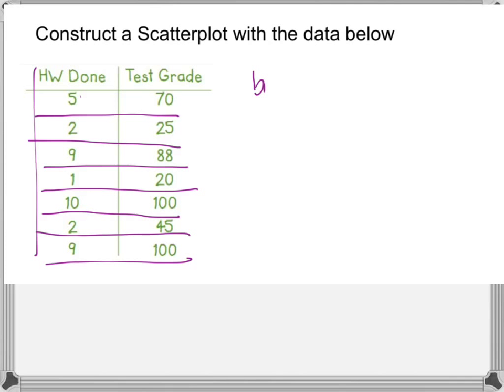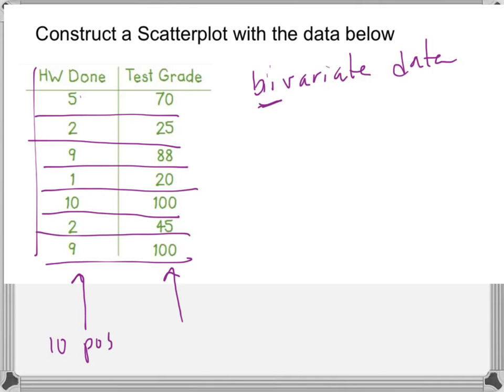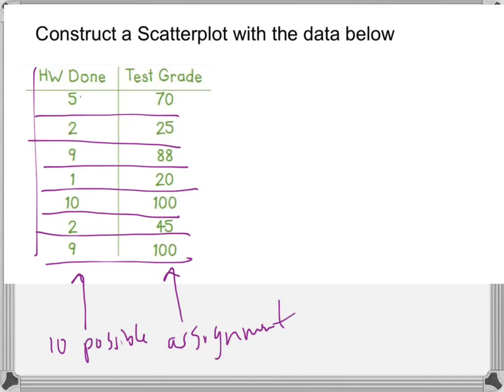Now this data is called bivariate, B-I-V-A-R-I-A-T-E, data, because bi means two, so there are two measurements taken: the amount of homework assignments done and the test grade that was given. Let's assume this is homework done out of 10 possible assignments. A lot of times, if we wonder if there's a relationship between these two variables, we can make a scatter plot to investigate that relationship.